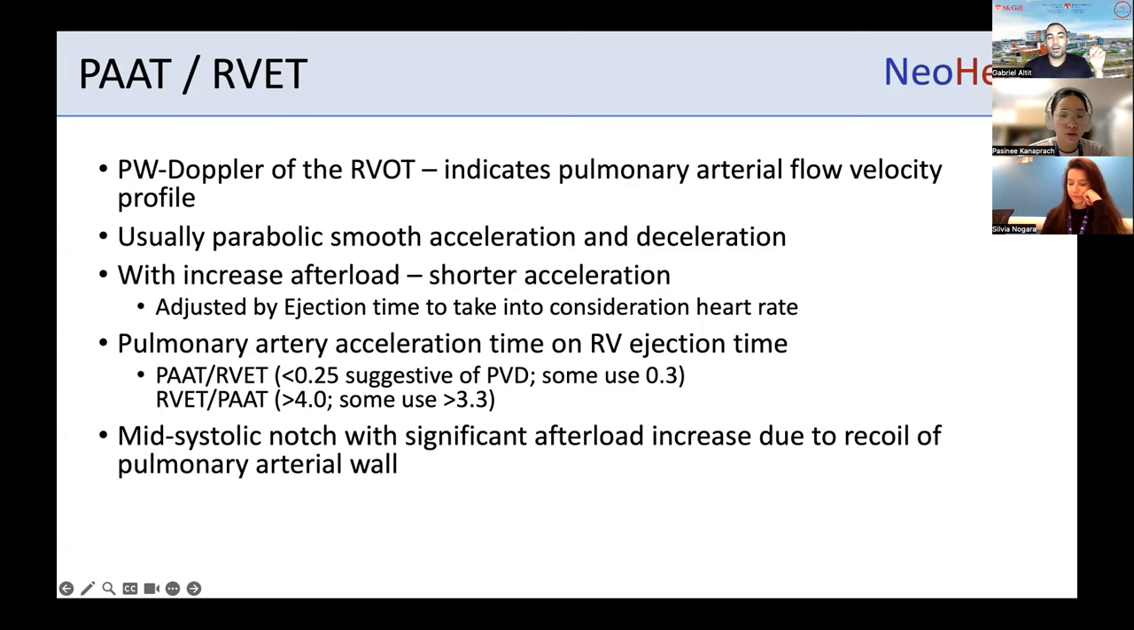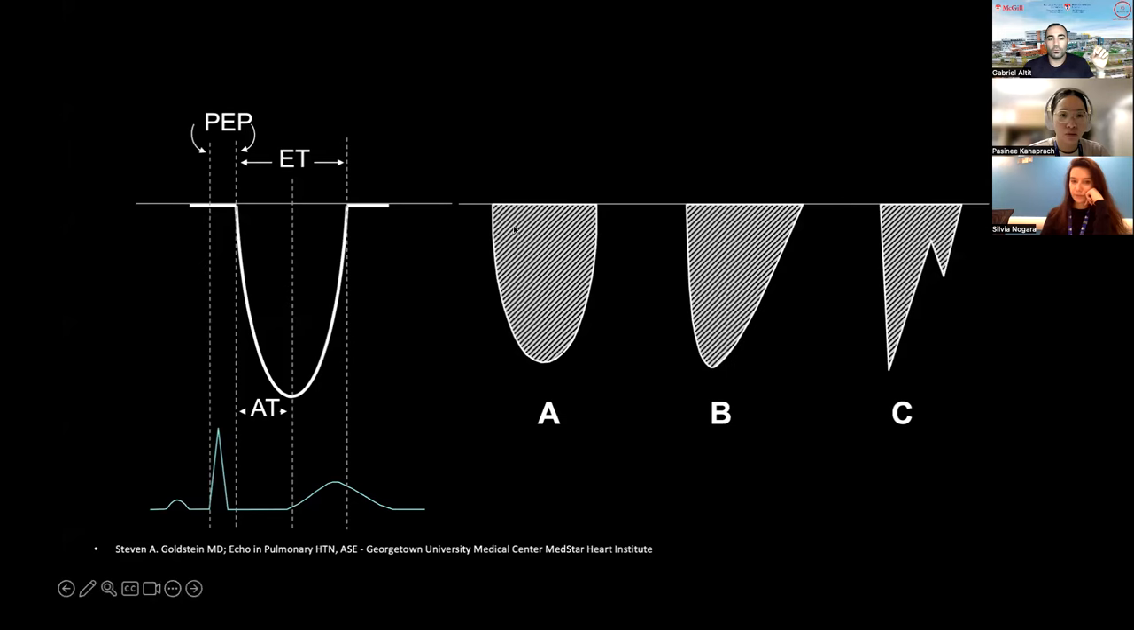And then sometimes you get something called a mid-systolic notch. So this is the parabolic. So you can see you get the ejection time, you get your acceleration from the beginning of the ejection time to the peak of acceleration. And this is going to be a very smooth acceleration and smooth deceleration in normal context. But as you're getting increasing afterload, you're going to get a shorter acceleration and then a longer deceleration. And sometimes you get even what we call this mid-systolic notching.